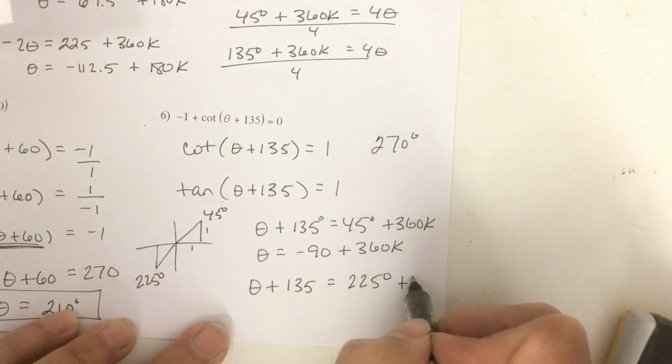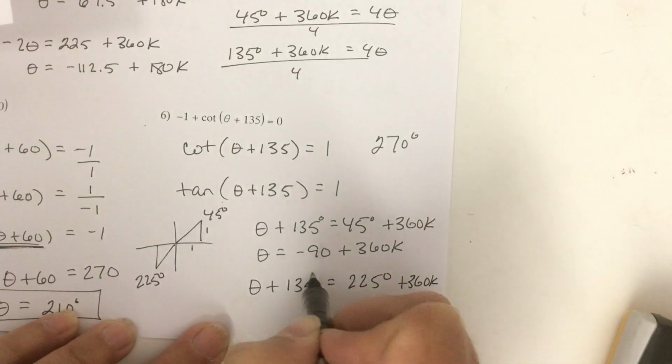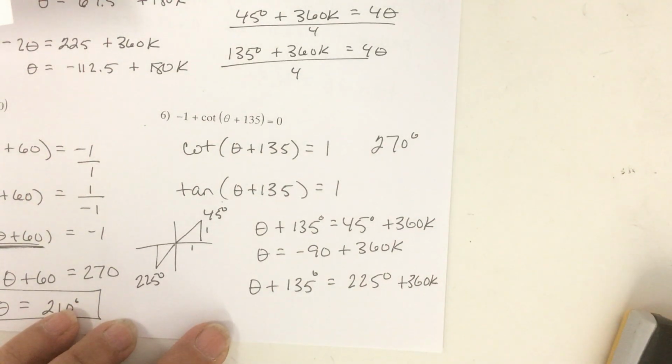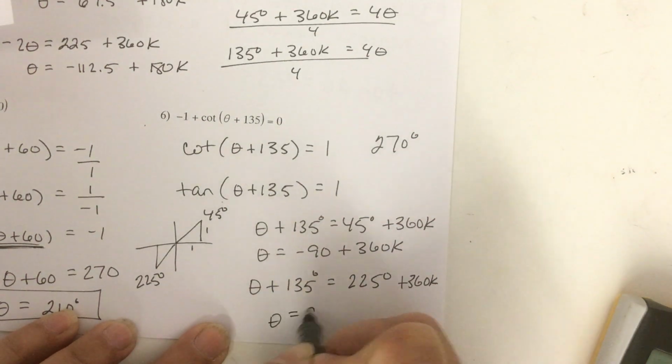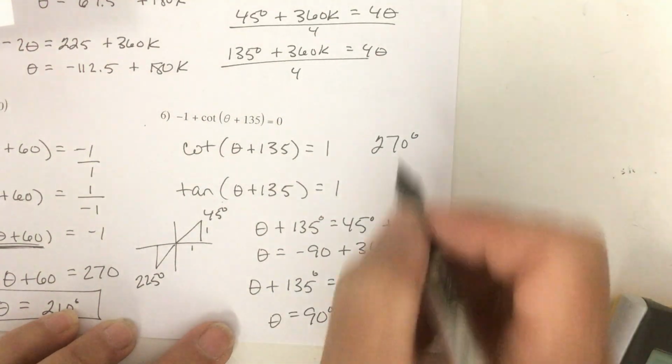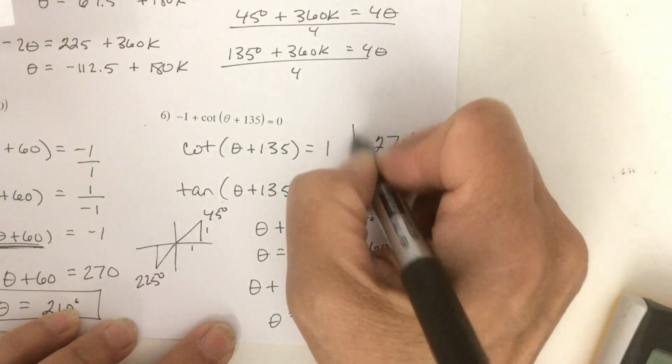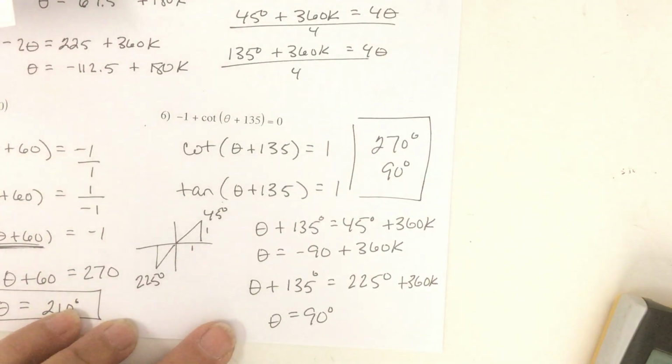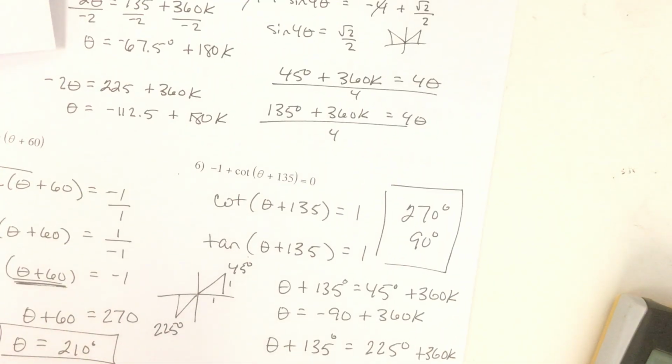And then this is plus 360k also, but we're not going to need it because when we take 225 minus 135, we get something between 0 and 360. So 270 and 90 are my two answers on number 6. Okay?